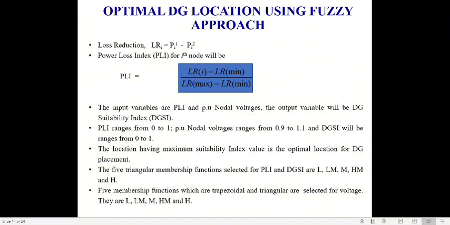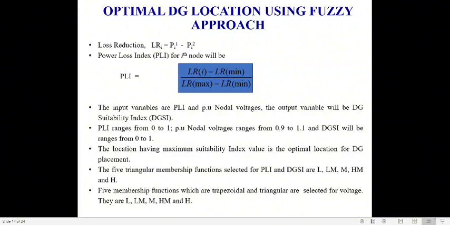Loss reduction formula. In the loss reduction formula, where I is the number of iteration, the power loss index for the ith node will be as shown. The input variables are PLI and per unit nodal voltages. The output variable will be the DG suitability index.